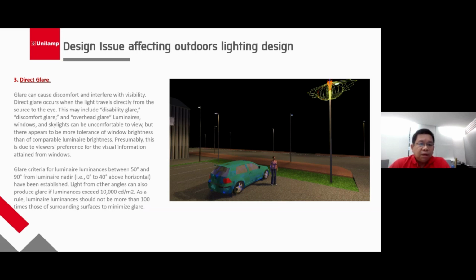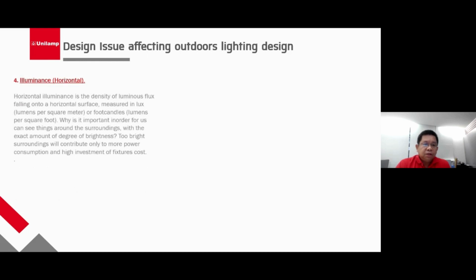You have disability glare that you will experience, also discomfort glare, and all of these things are not really recommended for outdoor lighting. If you need to achieve a proper outdoor lighting design, we should also follow some of these factors. Sorry, we should consider some factors affecting outdoor lighting design. So direct glare is one of the important ones that we need to take into consideration.